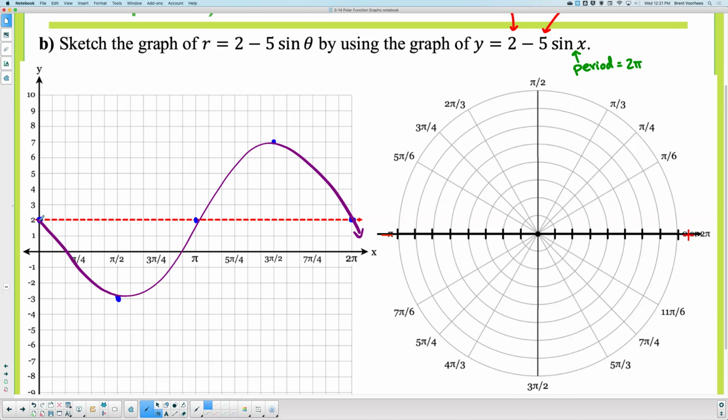Let's start. When we start graphing at 0, remember the r is equal to the y value. R has been replaced by y. The theta is being replaced by the x, so this is going to be our theta. When we start here at 0, with the angle of 0, our r value is 2. So place a dot at 2 right there.